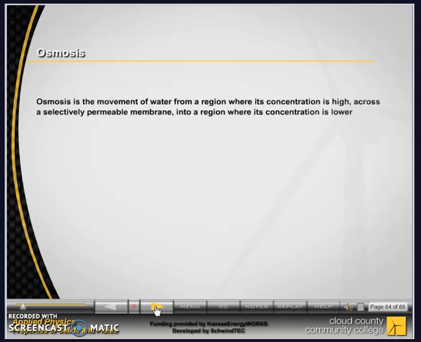Osmosis is the movement of water from a region where its concentration is high, across a selectively permeable membrane, into a region where its concentration is lower. A selectively permeable membrane is one that allows passage of some molecules but not others.